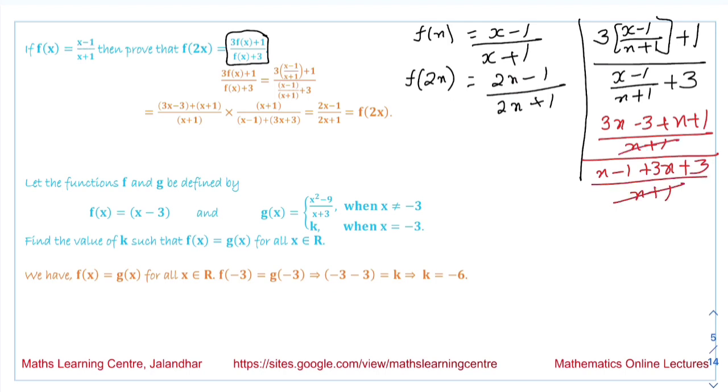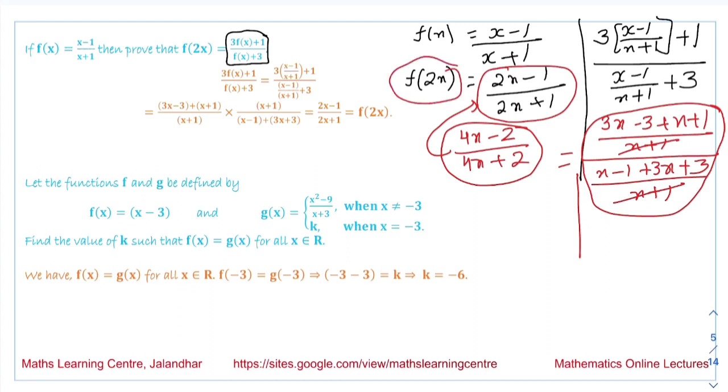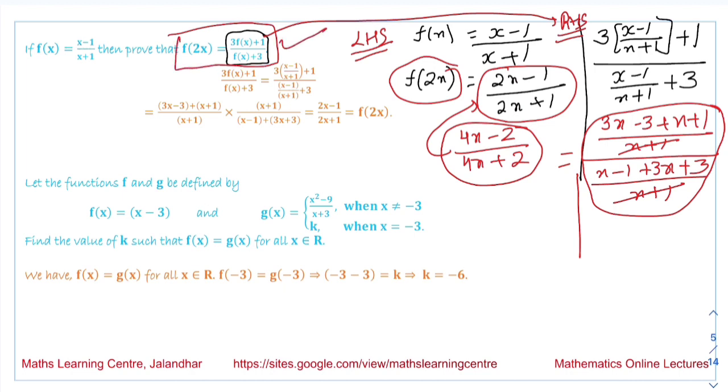x plus 1 gets cancelled. So the answer we are left with from this term is equal to 4x minus 2 divided by 4x plus 2. So dividing the numerator and denominator by 2, we will get this is equal to f of 2x. So this is the right hand side and this is the left hand side. Both of these values are equal to each other.